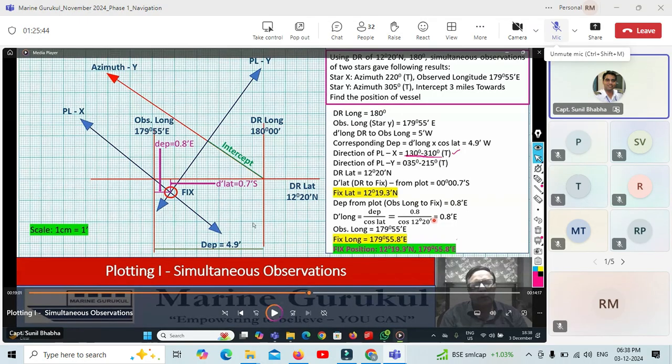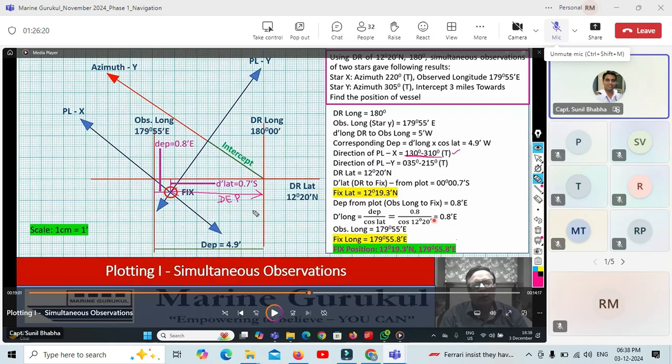Now, one more thing here, beta. In case somebody wanted to use DR longitude as its reference, you can use that also. That option is available to you. If you use DR longitude as your reference, then the departure is going to be here like this. If you want, that also can be taken. It will give you a similar answer.